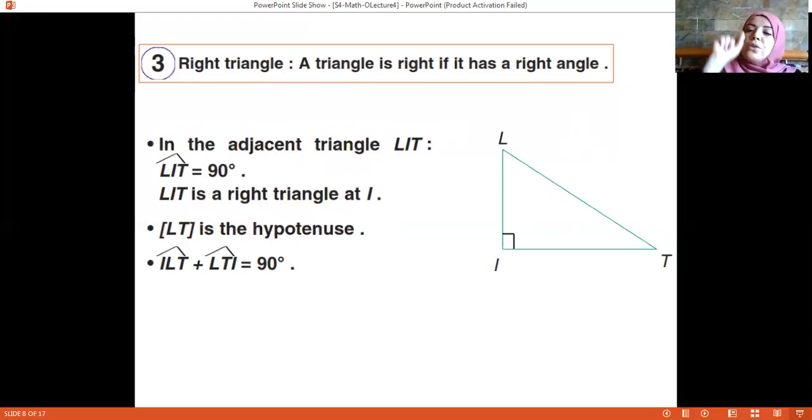And you know that the other two angles are also complementary. Why? Because I is already 90, it took 90. L and T, the remaining for both of them is 90, so we say that they are complementary. Let us take another example. Suppose I told you that EFG is a right triangle at G. It means G is 90 and EF is the hypotenuse, because it's the side opposite to the 90 degree angle. So the three particular triangles are isosceles, equilateral, and right triangle.